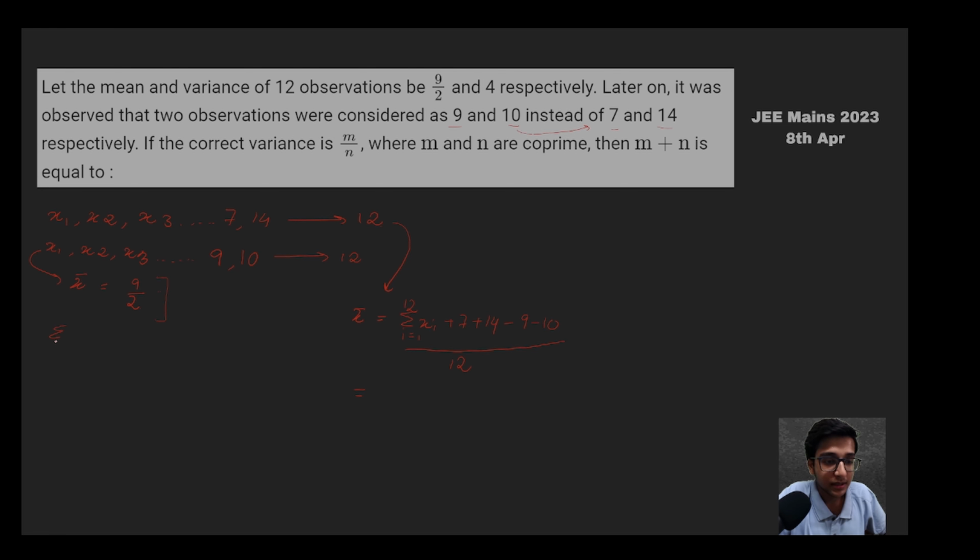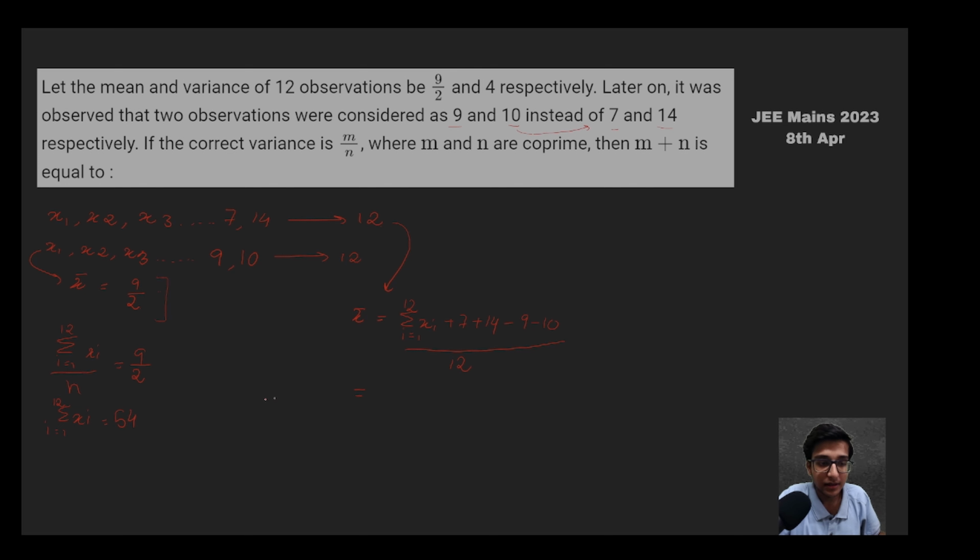So here summation xi, i is equal to 1 to 12, xi upon n is equal to 9 by 2, and n is 12, so 2 would cancel this by 6 times. So summation xi from 1 to 12 can be written down as 6 9s are 54.